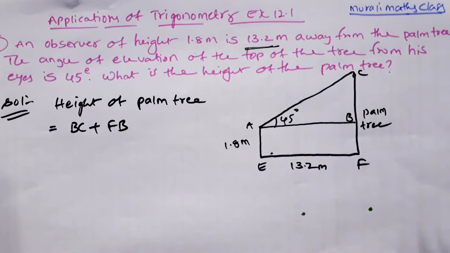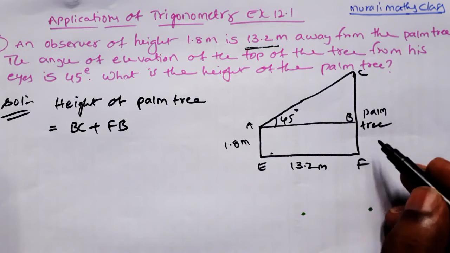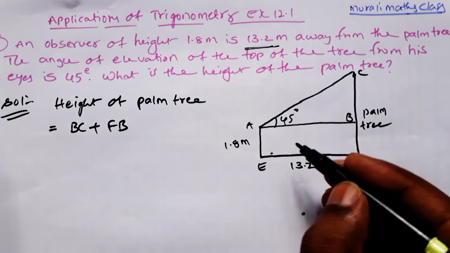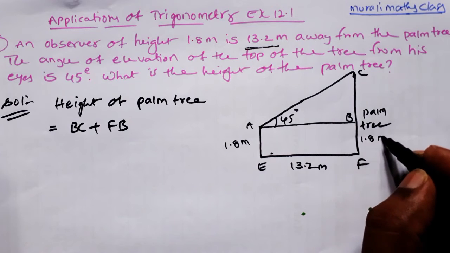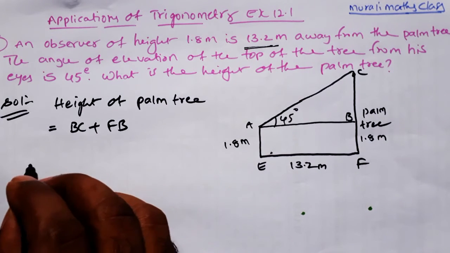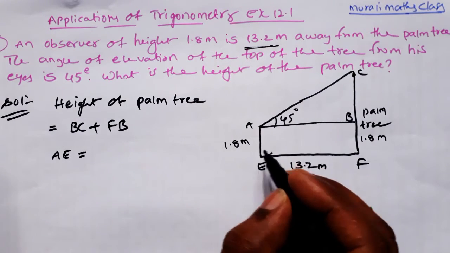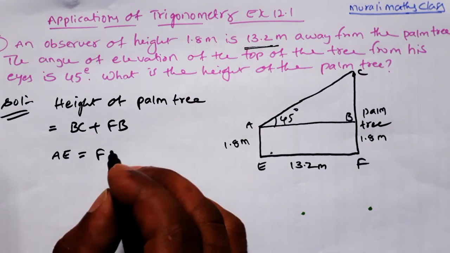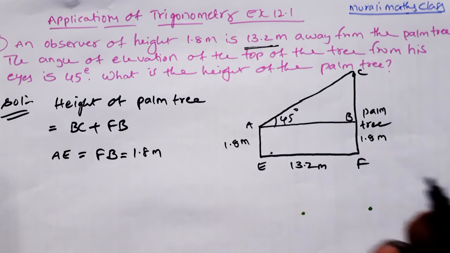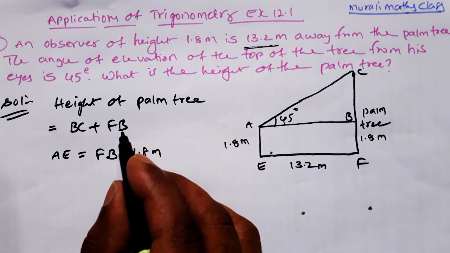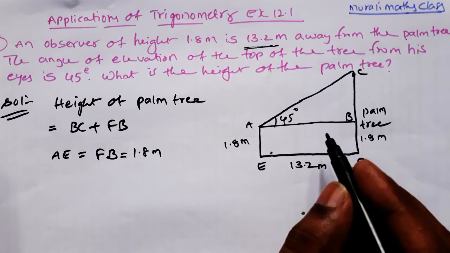Okay. Now you see how to find this. FB we know. See here. AE is equal to FB. These both are the same only. This is 1.8 meters. So we know AE equals FB, both are the same only. FB equals 1.8 meters. So the FB answer we got. Now we need to find the BC answer.